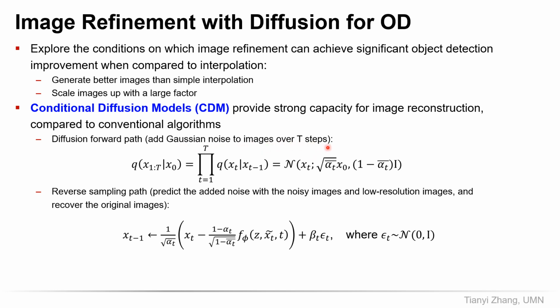Finally, we get a pure Gaussian noise image. So X0 is the original image, XT is the final one. And as you can see, this is the noise mean, and this is the noise covariance. So for the second one, the reverse sampling pass, we will predict the added noise from the noisy image, conditioned on the low resolution image. And after that, we can recover it from the noisy image step by step.